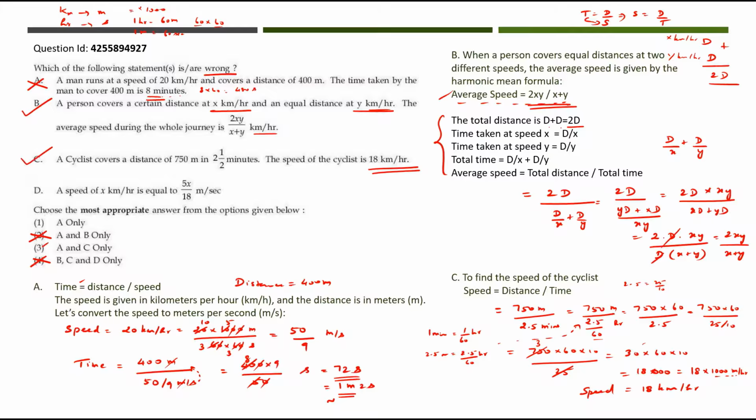Since C is correct, we can also rule out option number 3. From this we know option number 1, A only, will be the right answer. That is the only wrong statement. Now we will see how D is right.